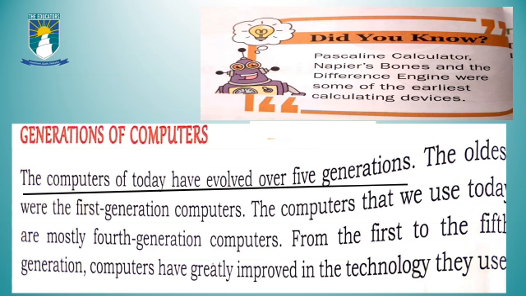The computers of today have evolved over 5 generations. The oldest were the first generation computers. The computers that we use today are mostly fourth generation computers. Underline these lines: the computers that we use today are mostly fourth generation computers. From the first to fifth generation, computers have greatly improved the technology they used.